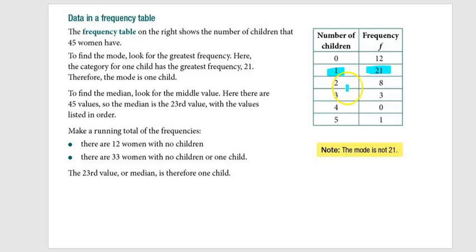To find the median, look for the middle value, and according to what we have, there are 45 values, so the median is going to be the 23rd value with the values listed in order. So we need to make a running total of the frequency. Again, there are 12 women with no children. There are 33 women with no children or one child. So the 23rd value, or median, is therefore going to be one child.